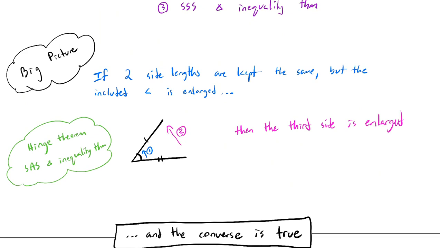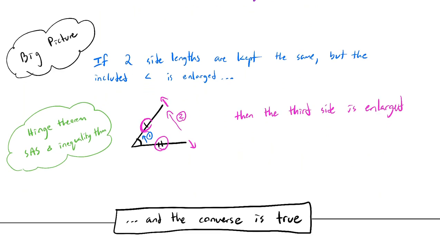But the idea is, if we have two sides and we lock those two sides so they're always the same, right? This is set, okay? And then we just open up the angle. Well, that means these two points are literally moving away from each other. And so that side gets longer. That's it. So if we have two sides set and we open the angle between them so the angle gets bigger, then the third side is enlarged.